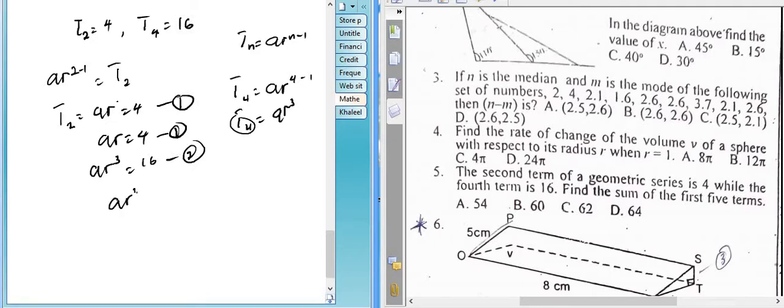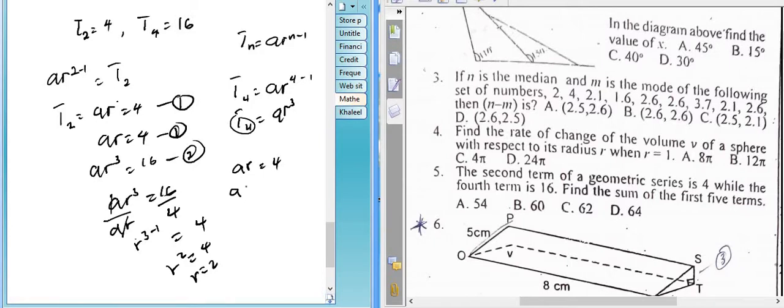We can say A R cubed over A R is equal to 16 divided by 4. Therefore A cancels with A. Then R to the power 3 minus 1 is equal to 16 over 4, which is 4. Then R squared is equal to 4, then R is equal to 2. So since we have R as 2, we can take equation 1. We can say AR is equal to 4. We have R as 2, therefore A times 2 is equal to 4. Then 2A is equal to 4, then A is equal to 4 over 2, which is equal to 2. Okay, so we have A and R.